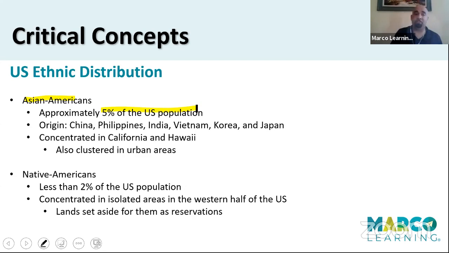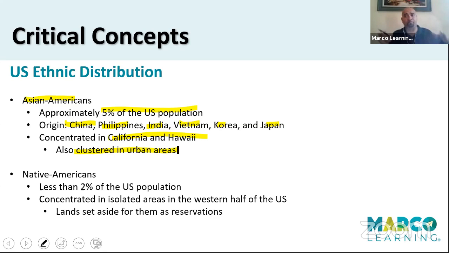All right. You're getting people from China, the Philippines, India, Vietnam, Korea, and Japan. The biggest concentration are going to be California, Hawaii, the West Coast. And again, another example of distance decay. If you travel across the Pacific Ocean, the West Coast is what is closest to them. Also, they are clustered in urban areas. The Asian population tends to be an urban population.